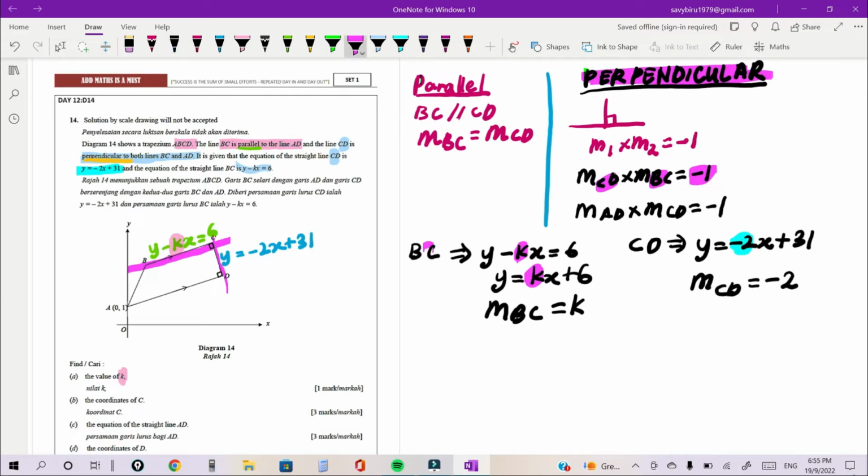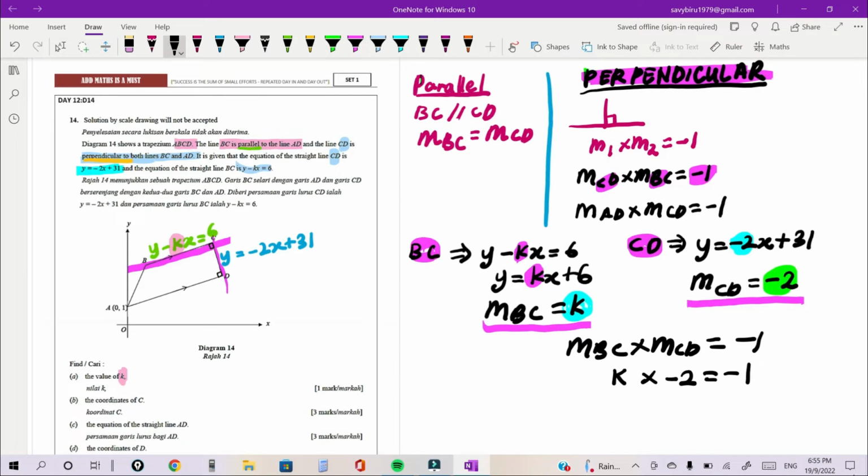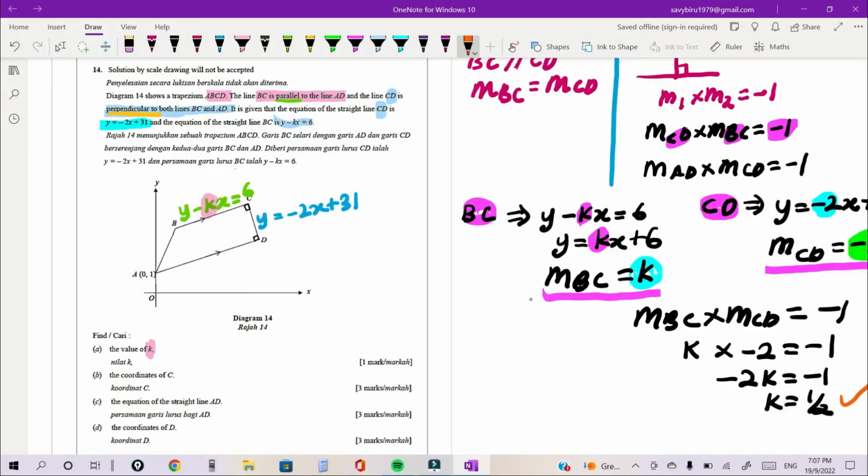Since BC and CD are perpendicular lines, the gradient of BC times the gradient of CD must be -1. Gradient of BC is k, gradient of CD is -2. From there, -2k equals -1, so k is 1/2. Next, the coordinates of C. Point C is the intersection point between the line BC and the line CD.